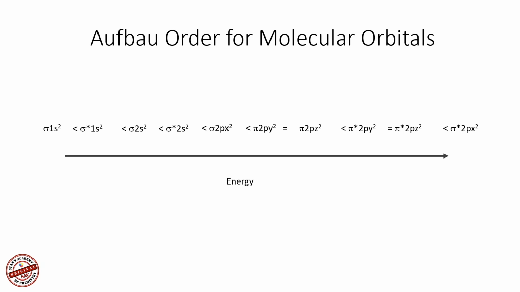2px2, which is less than 2 orbitals that have the same energy, that is pi 2py2, which is equal to pi 2pz2. That is less than pi star 2py2, which is equal to pi star 2pz2, which is less than sigma star 2pz2. So this is the electronic configuration for diatomic molecules which have 20 or fewer electrons. The energy increases from left to right.